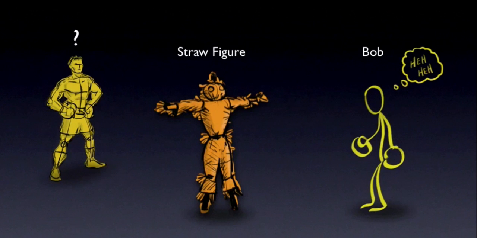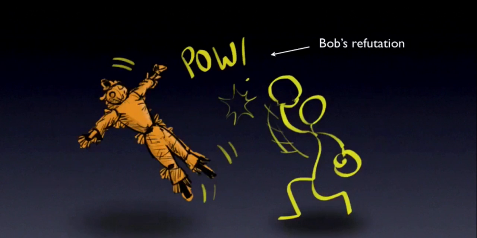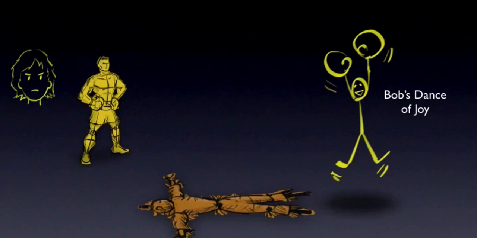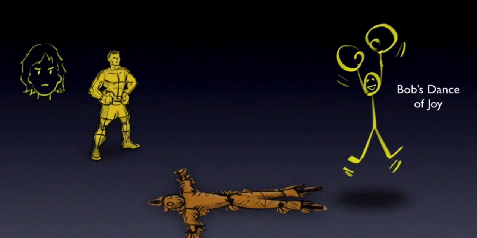What is the straw figure? It's a weaker, distorted version of Alice's original argument. Because it's weaker, Bob is easily able to refute the straw figure argument. The straw figure fallacy is complete when Bob does the dance of joy and claims that he has successfully refuted Alice's original argument. But of course, Bob hasn't refuted the original argument, he's only refuted a distorted misrepresentation of it. This is the straw figure or straw man fallacy.